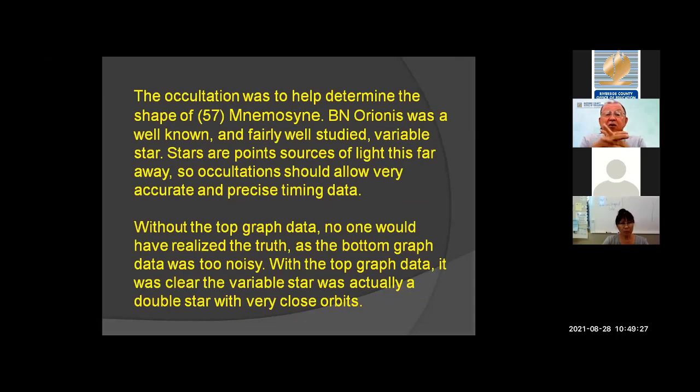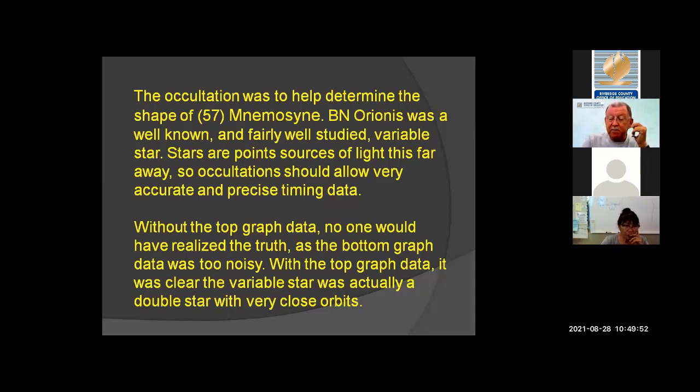The idea here, they were trying to determine the shape of 57 Mnemosyne. BN Orionis is a well-known and fairly well-studied variable star, so the light goes up and down over a period of time. It's not a short period of time. It's days, I can't remember with this one. I think it's weeks. But anyway, the idea here is since you've got a point source of light, you can be very accurate and precise in the timing data.